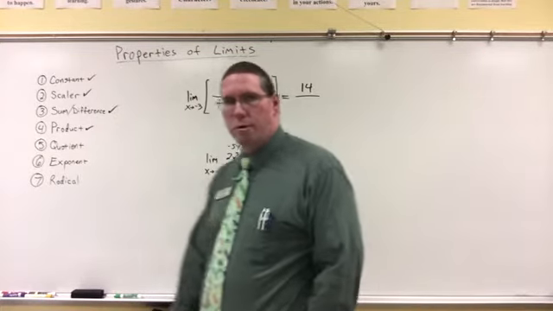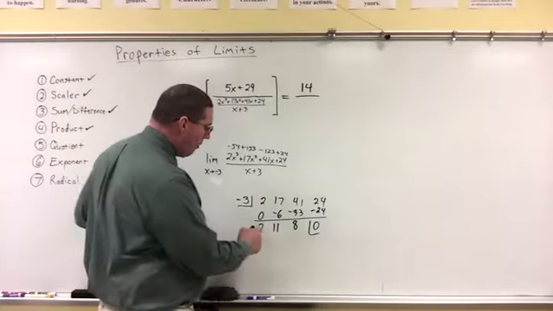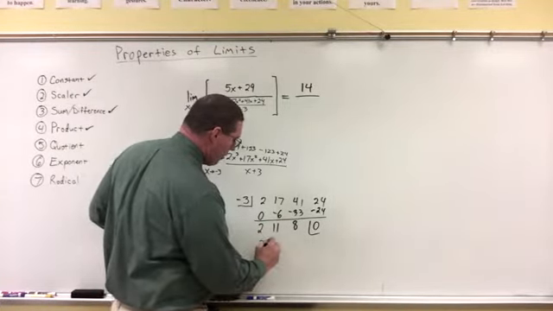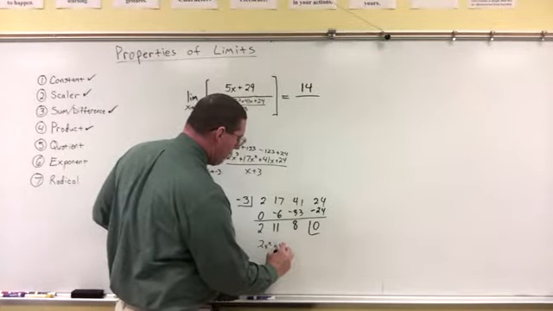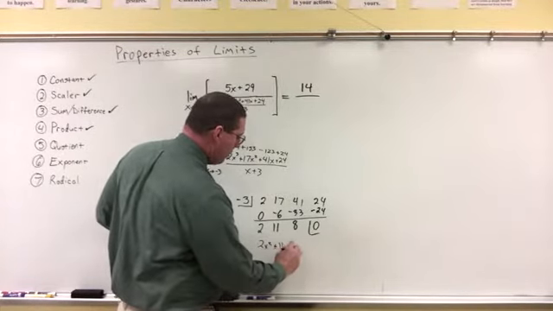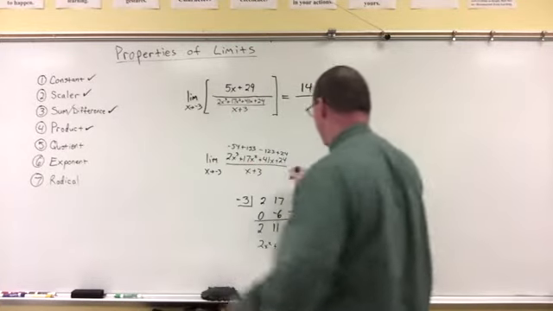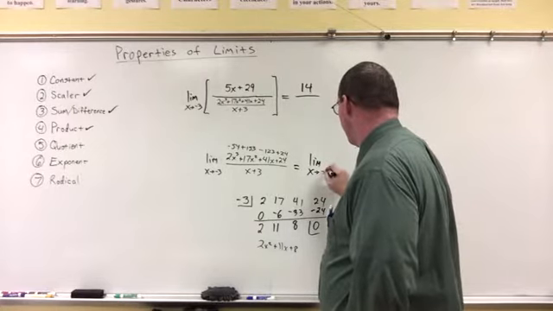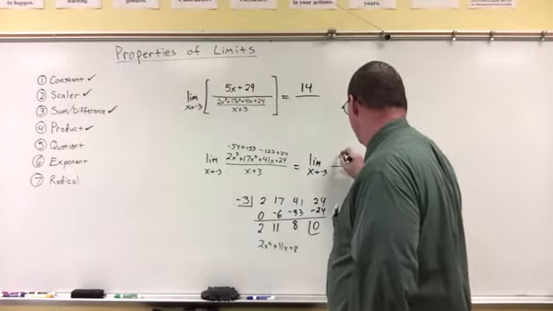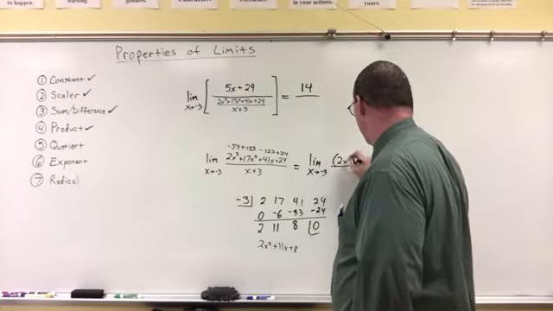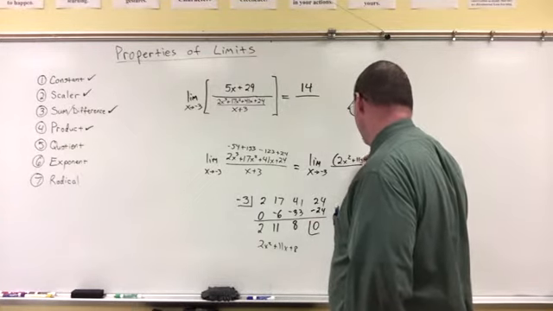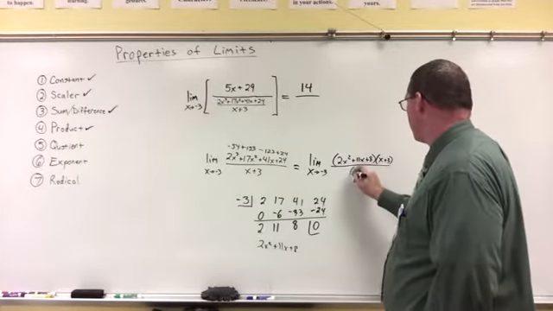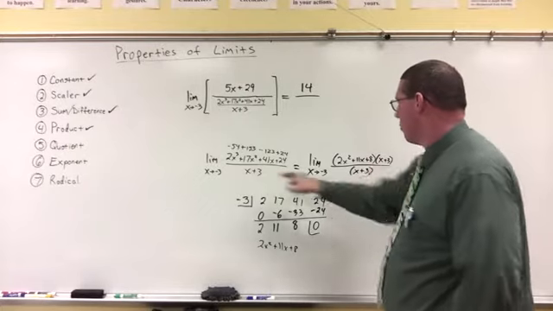24 and negative 24 is 0. So what we now have left over is 2x squared plus 11x plus 8. So this limit now becomes the limit as x approaches negative 3 of this 2x squared plus 11x plus 8 times x plus 3, because that's what we divided out with the synthetic division. And then we have x plus 3 in the denominator.